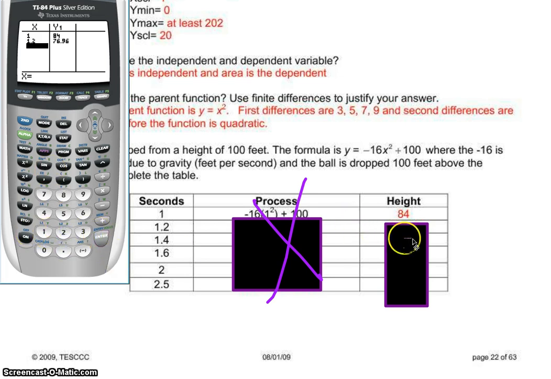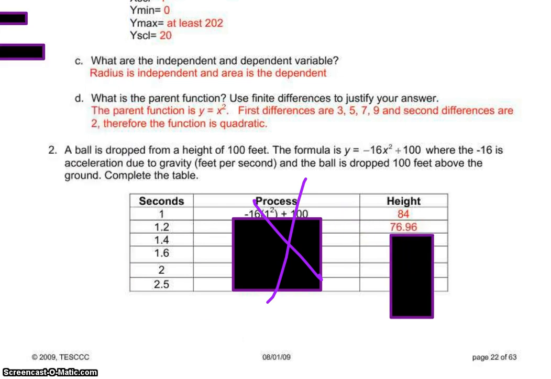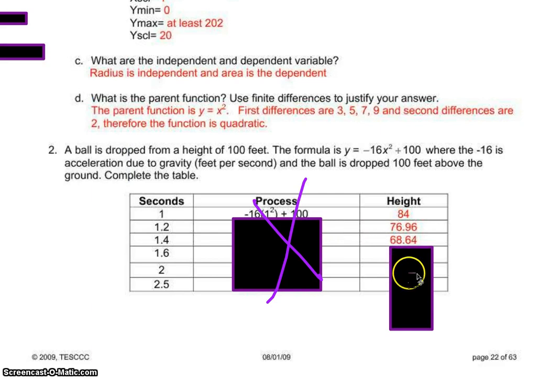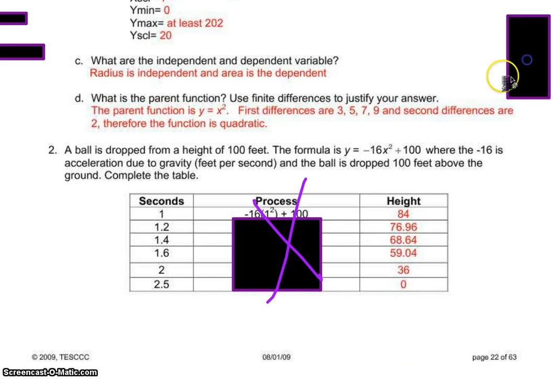Okay, so then we go, well, what if we put in a 1.2? And you get 76.96. And we go, well, what if we put in a 1.4? And it's 68.64. And you would continue. 1.6 is going to give you a 59.04. 2 is going to give you a 36. And 2.5 is going to give you a 0. Okay, so we just put our equation in y equal, told our table to let us ask, and we looked at our table to get these answers. Moving to the next page.